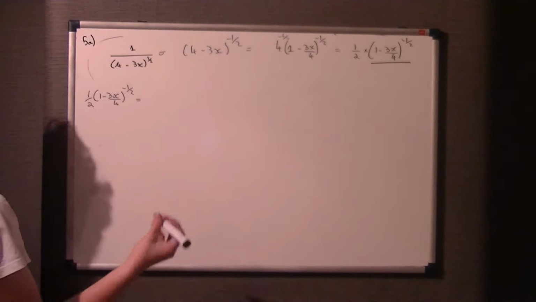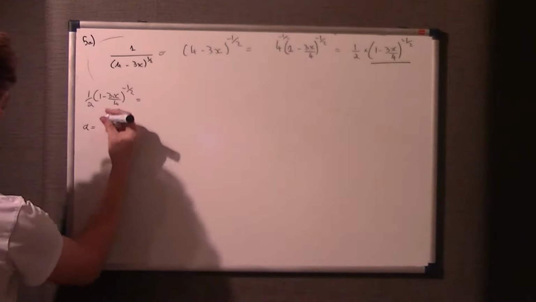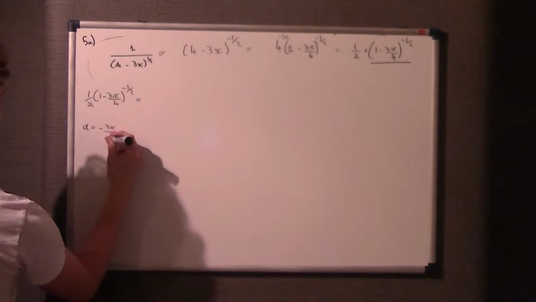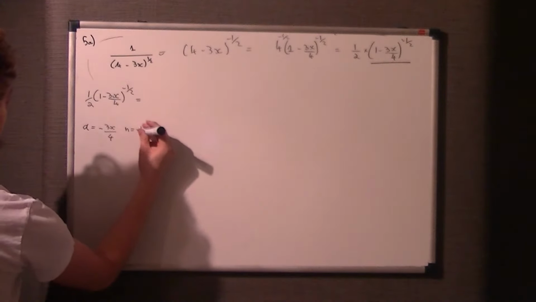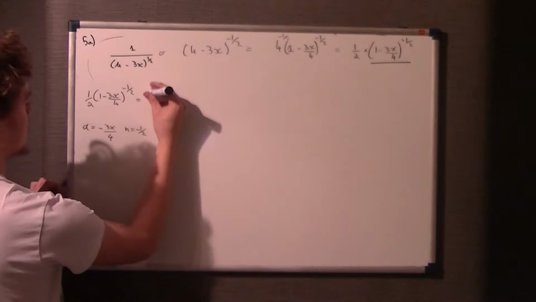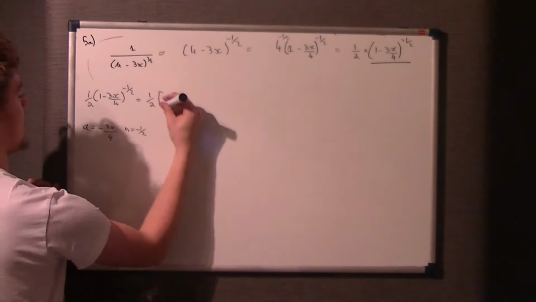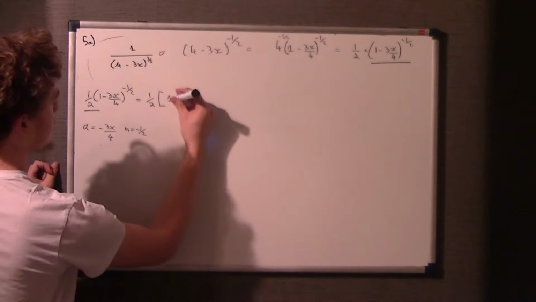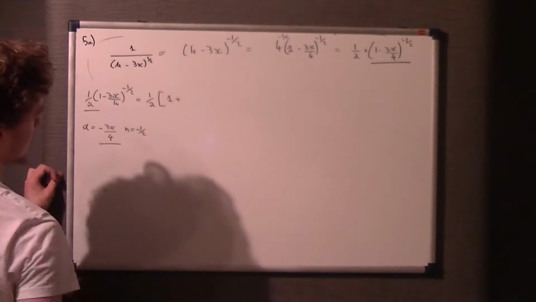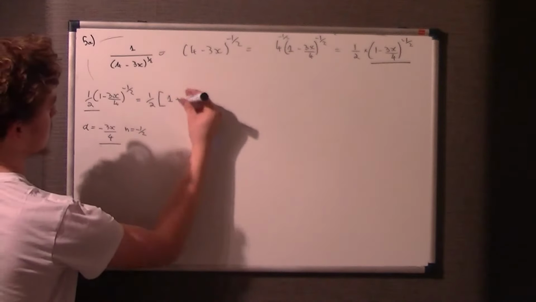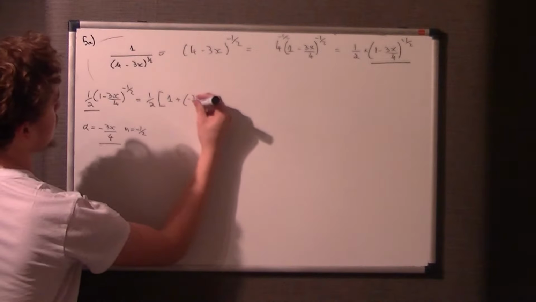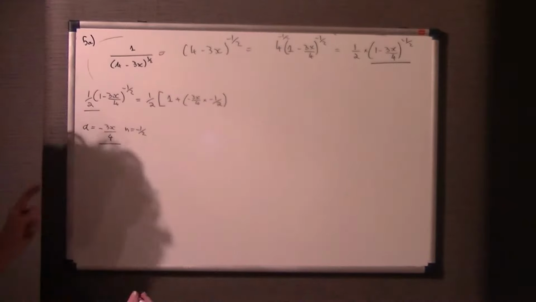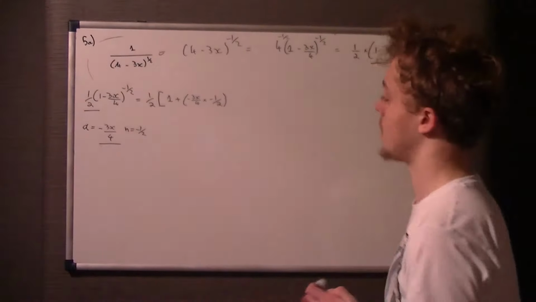what a and n are, okay? Don't forget, even though we've written ax, a is actually equal to -3x over 4, and n is equal to -1/2. So therefore we sub into our equation. Remember to keep the half out the front because we've got to times this expansion by 1/2. And the expansion is 1 plus an, a being -3x over 4. So it's -3x over 4 times -1/2. Now I know that's going to come out to positive 3x over 8, but we're going to leave it as is, we need to go on.